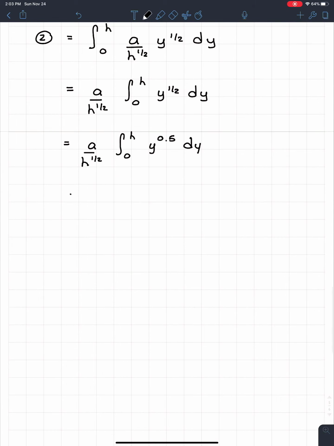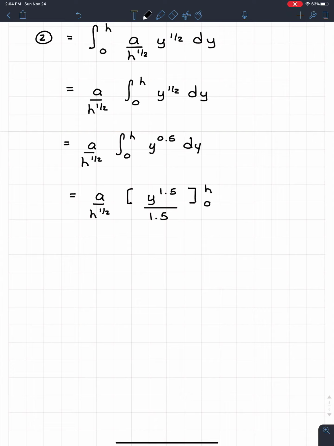So we come down here, this is going to be equal to a divided by h to the 1/2. When we integrate this, we're going to have y, and we increase the 0.5 by 1, so this is going to be equal to 1.5, and we're going to divide by that new exponent. In this case, our new exponent is going to be 1.5. So we're going to go 1/1.5, like this. I'm going to put brackets around this, and this is our new integral, and we're going from 0 to h. And again, when we sub 0 into this, it's just going to be equal to 0.